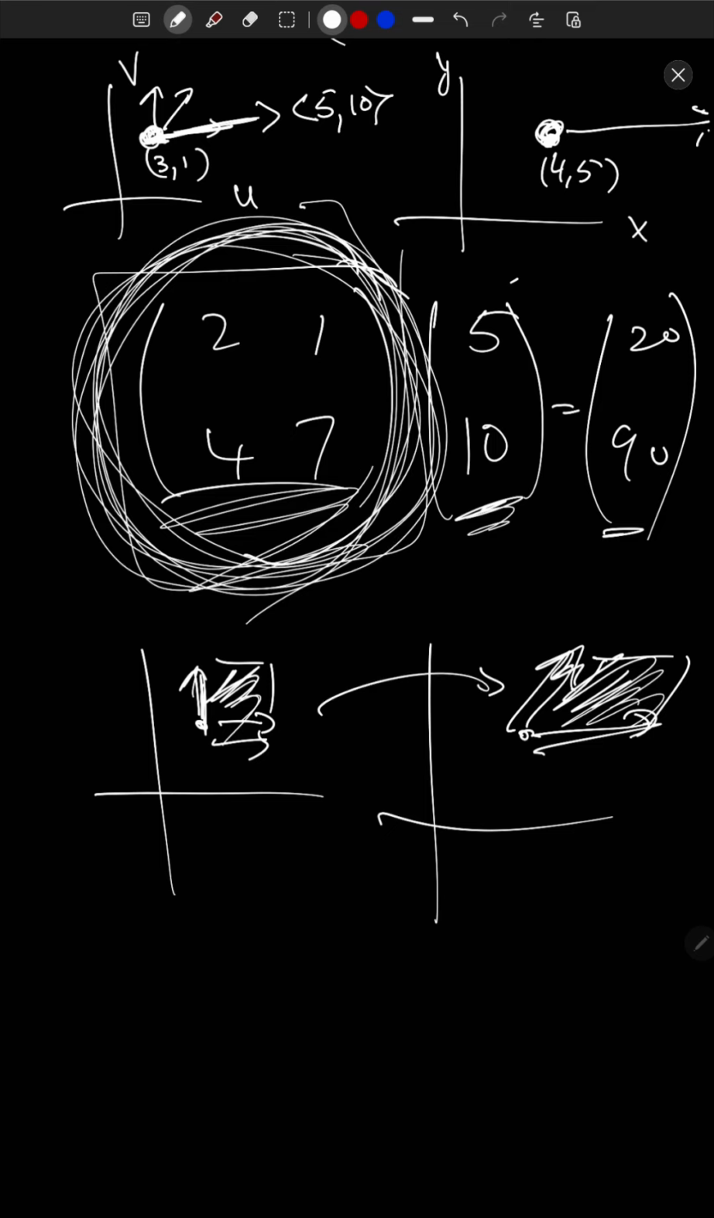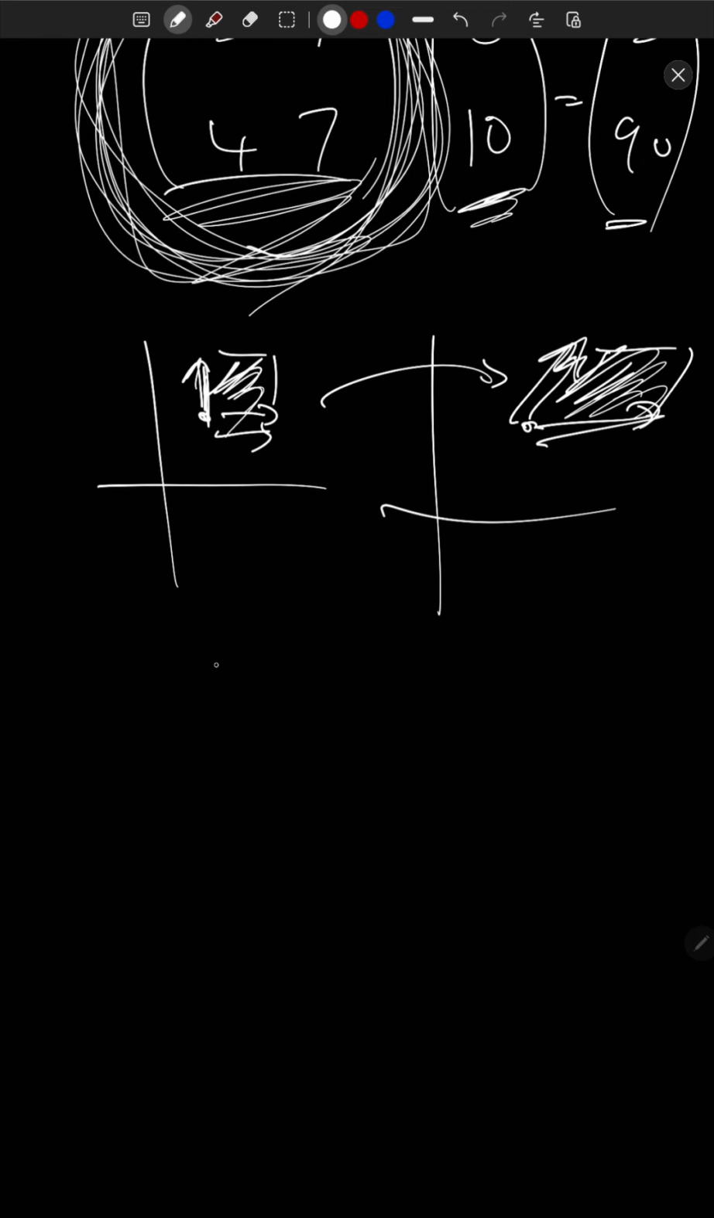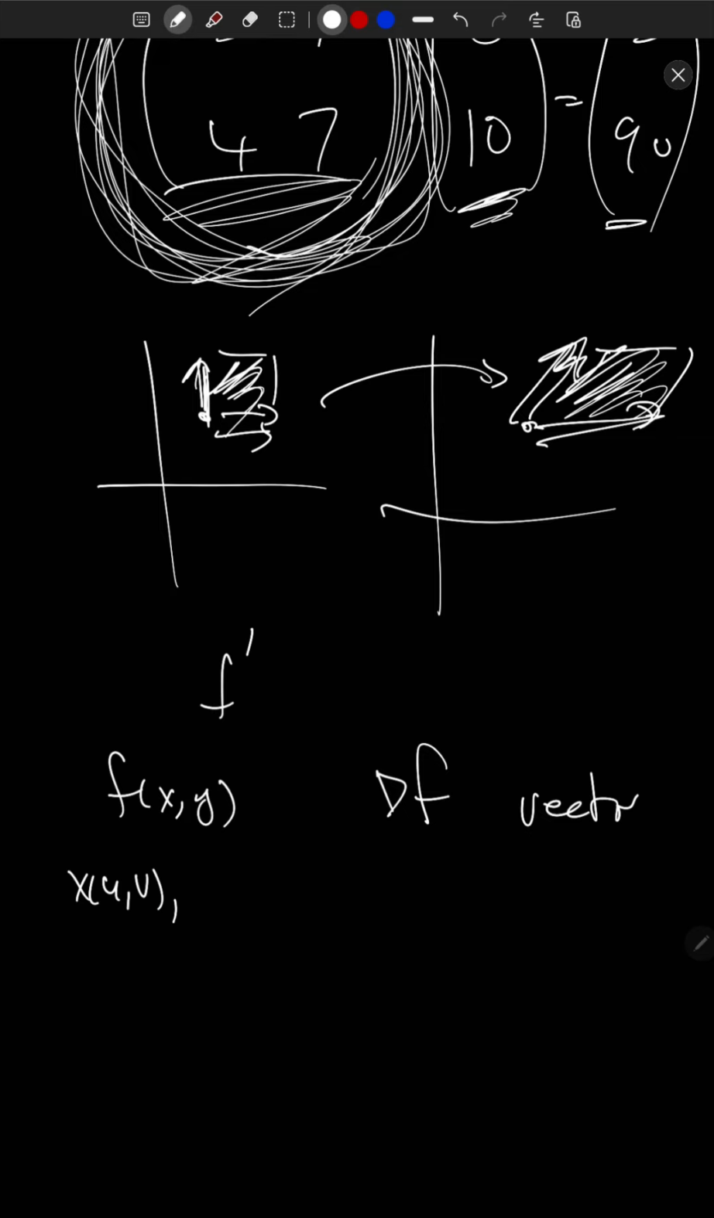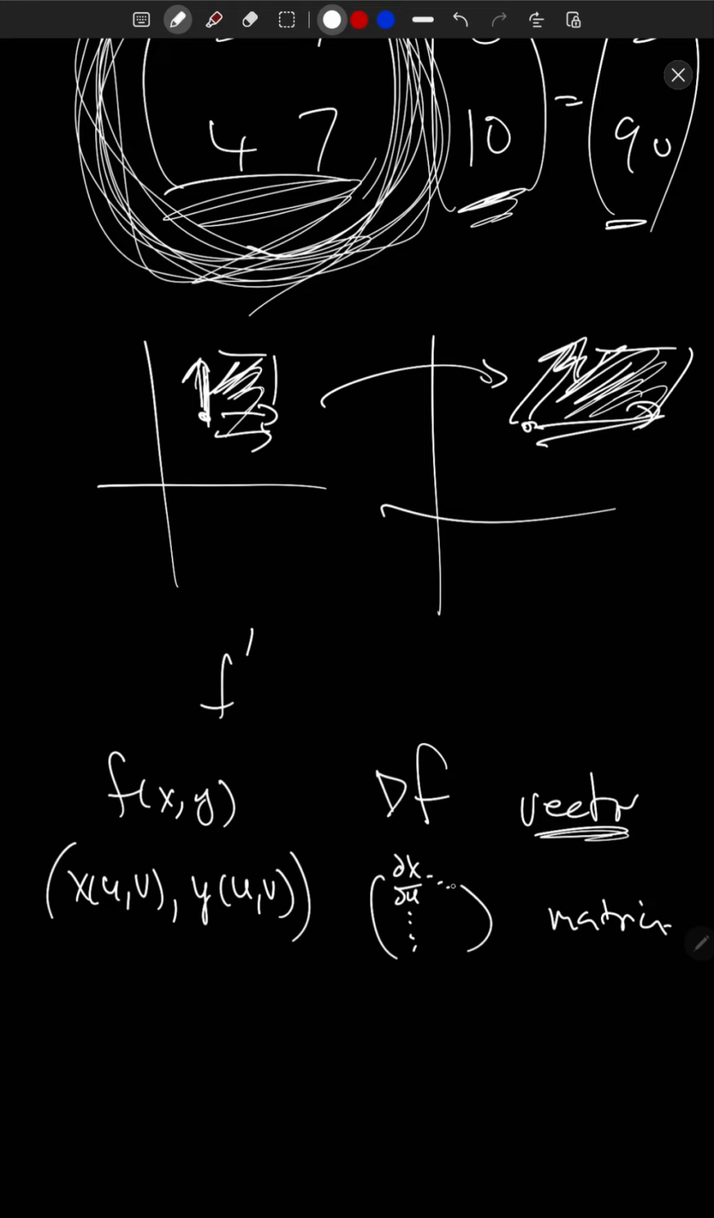All right. So the correct way to think about derivatives. In one variable calculus, the derivative is just a derivative. In multivariable calculus, where you have f(x, y), the derivative is supposed to be thought of as a gradient. All right. This is a vector. So in multivariable calculus, where you're thinking of (x(u,v), y(u,v)), the correct way to think of a derivative is no longer as a vector, but as a matrix, whose entries are dx/du, and so on. Okay.